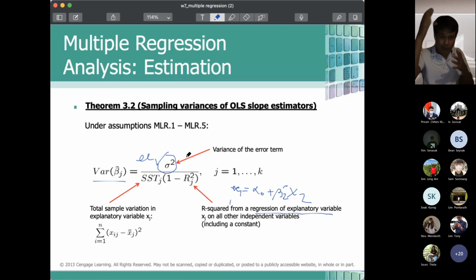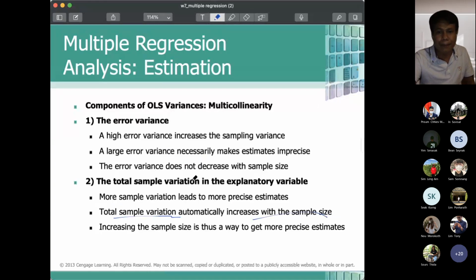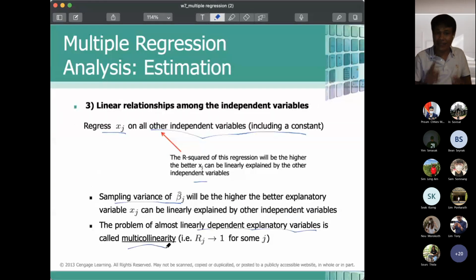Now, if you look back at this equation, the variance of the error term can be addressed if assumptions 1 to 5 are met. SST can be good if you have a large sample size, but Rj squared depends on your model, on whether the independent variables are highly correlated. This high correlation among independent variables we call multicollinearity. It is not the same as perfect collinearity. They are two different issues. We will discuss this later.